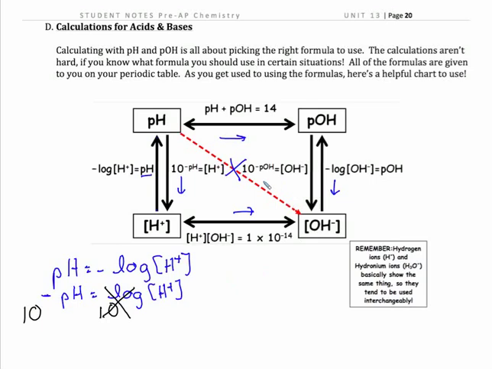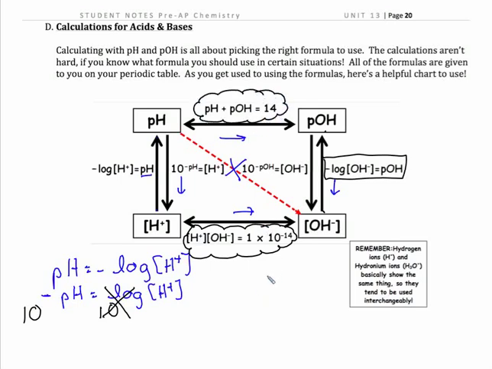Now, you notice we have very similar formulas over here. If I have OH- and I want to go to pOH, pOH is equal to minus the log of the OH-. If I have pOH and I want to get OH-, it's 10 raised to the minus pOH. Now we've seen this formula here, and that relates to this one here. pH plus pOH is equal to 14.